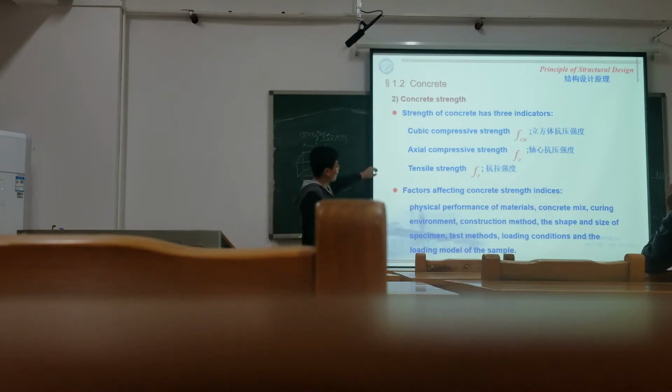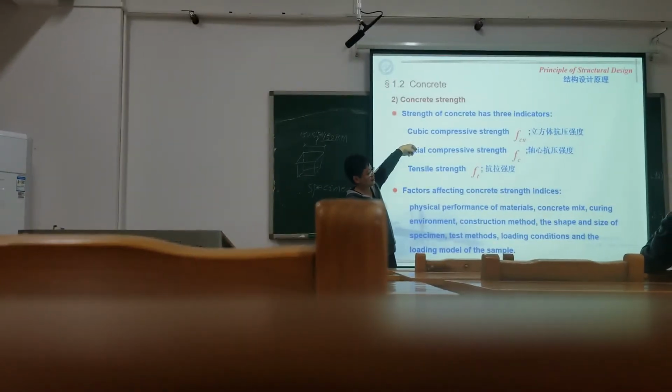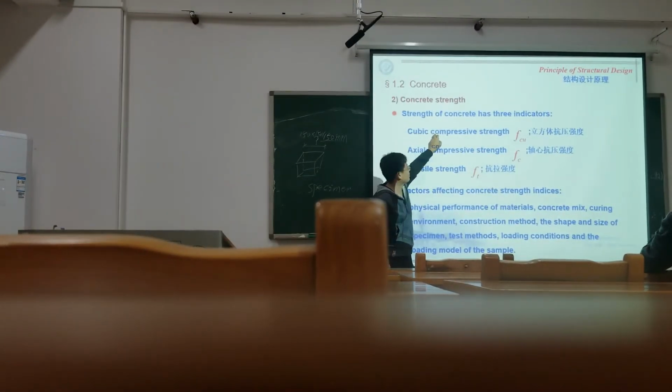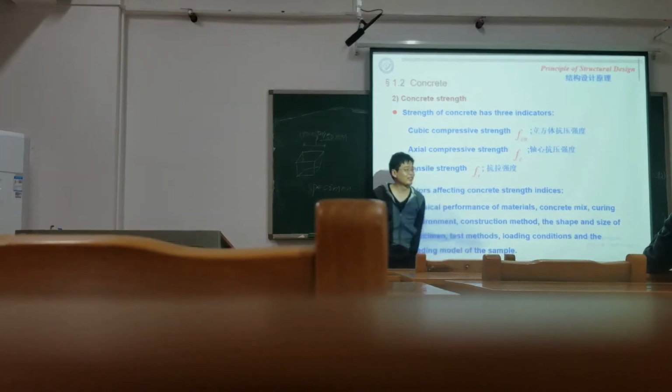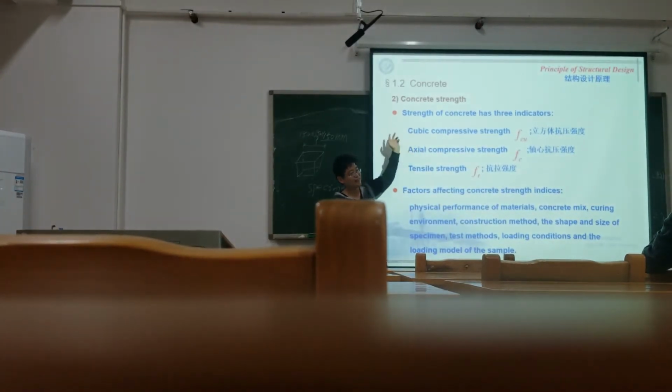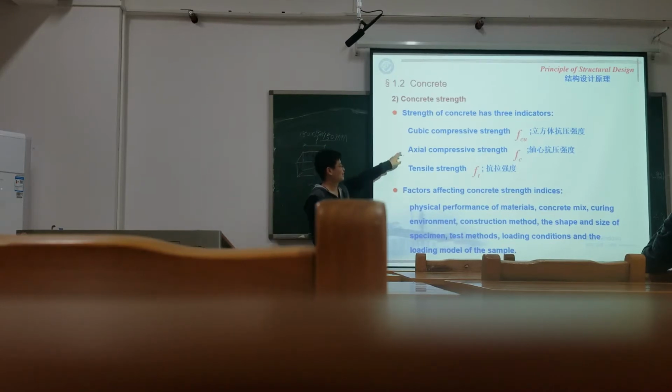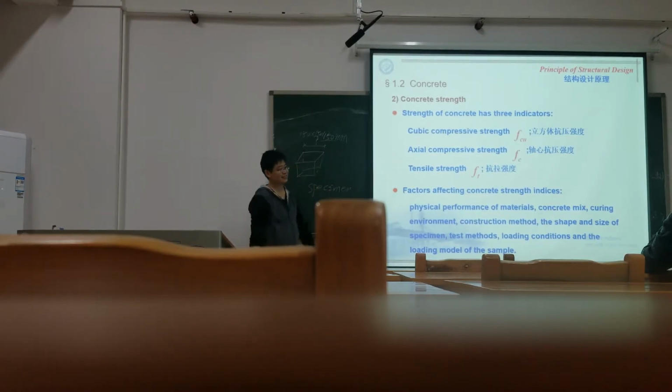So why do these two values differ? Why did we get these two different values for the compressive strength? Why is this one the cubic compressive strength and this one the axial compressive strength? What's the difference? Actually, when we do the test, we push the compression in one direction. The main difference is the size of the specimen is different.